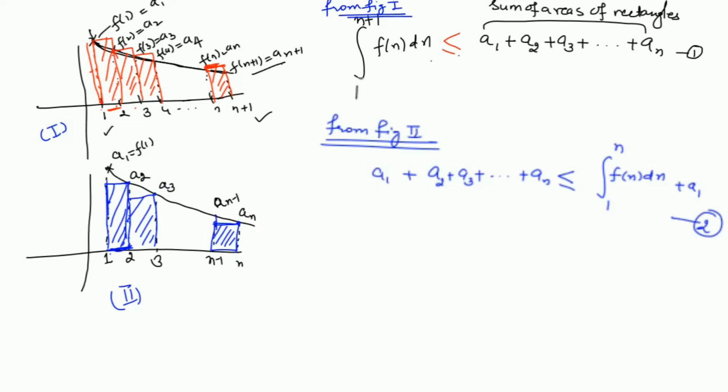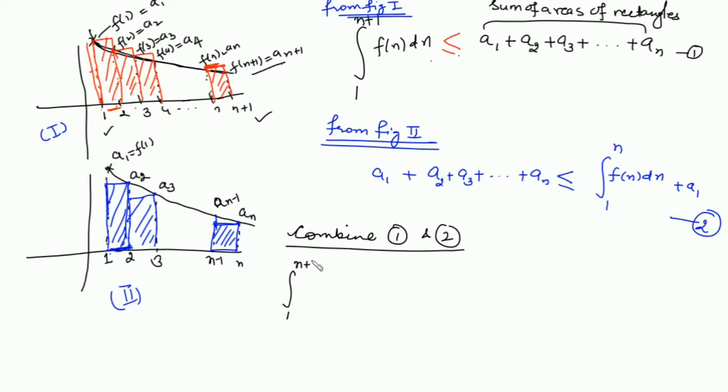So now you combine equation number 1 and equation number 2. What you have is this inequality: the integral of fn going from 1 to n plus 1 is less than or equal to a1 plus a2 plus a3 up to an, which is less than or equal to the integral from 1 to n of fn dn plus a1.